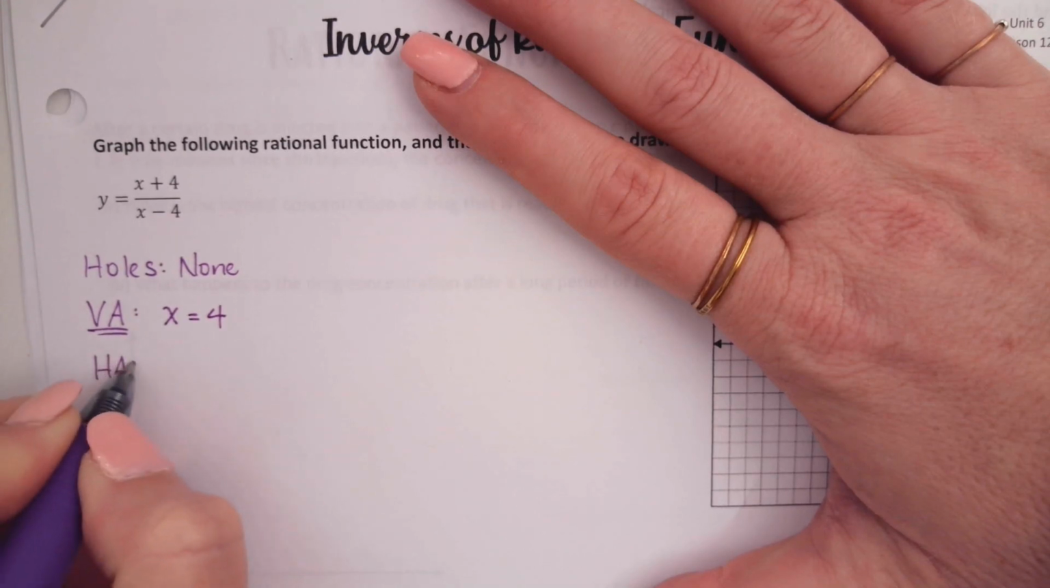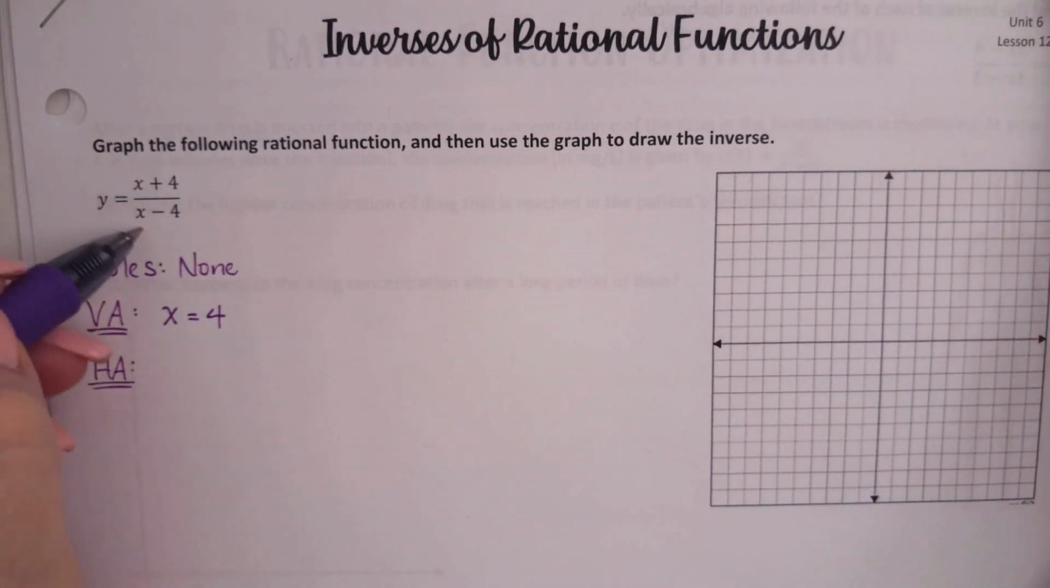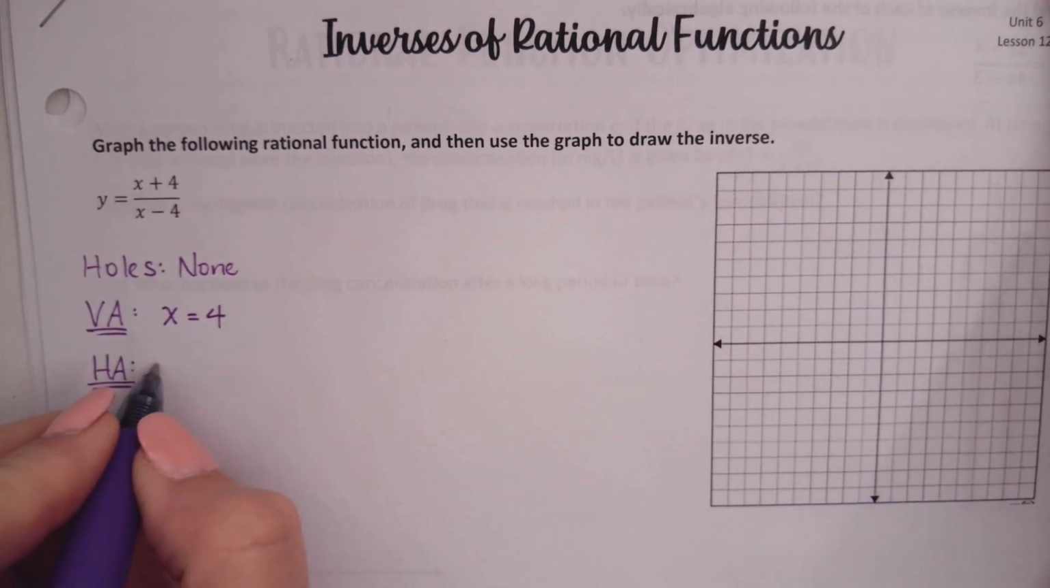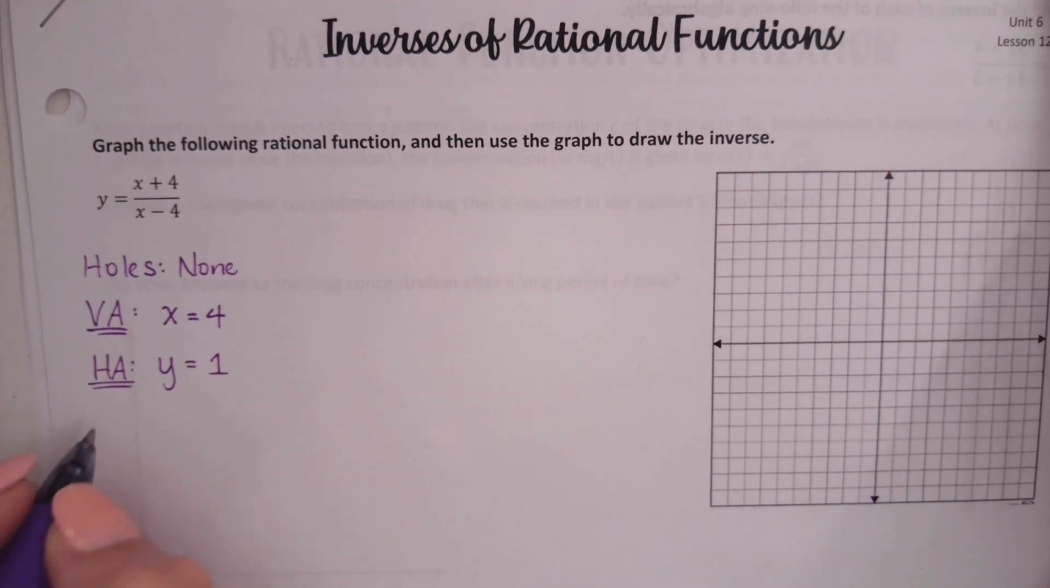And then my horizontal asymptote, remember that's based on the degree. Is the degree bigger on bottom, bigger on top, or are they the same? Same. Same means we divide our leading coefficients. So that would be at y equals 1. 1 over 1 would be 1.